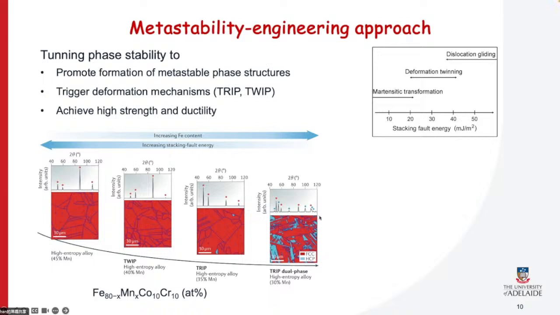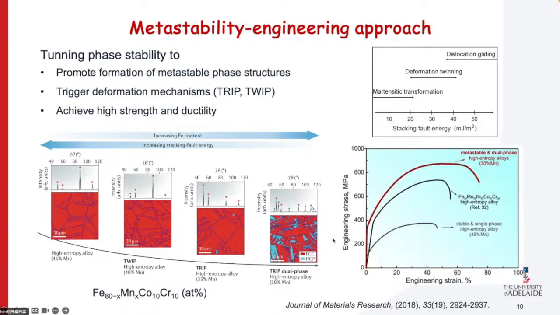In doing so, we can form this dual phase structure, both FCC and HCP. Another benefit of this structure is that because the FCC is metastable, during the deformation it will transform to HCP. We know that HCP is harder, so it will cause dynamic strain hardening that will increase the ductility of the material. As a result, we can see this is the metastable high-entropy alloy, and this is the single phase one. We can see both strength and ductility have been significantly increased due to the dual phase microstructure and also the transformation hardening.